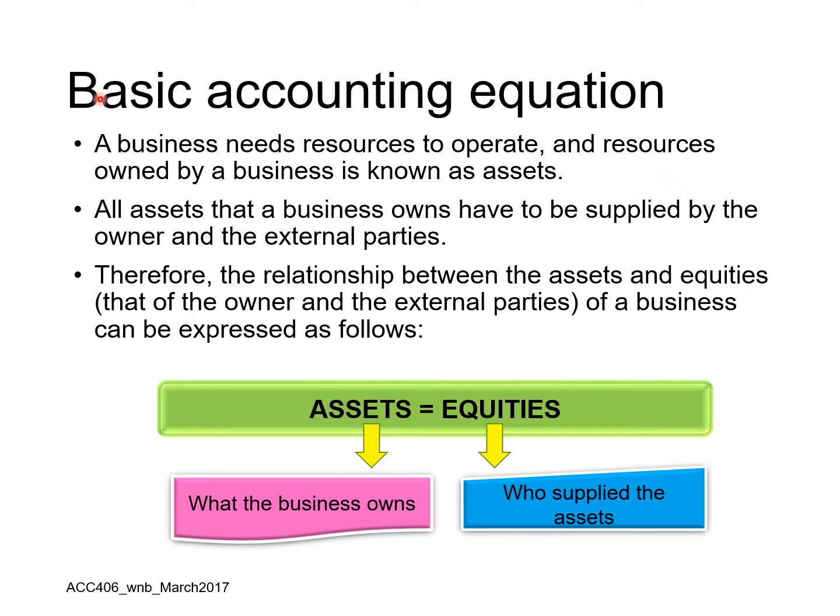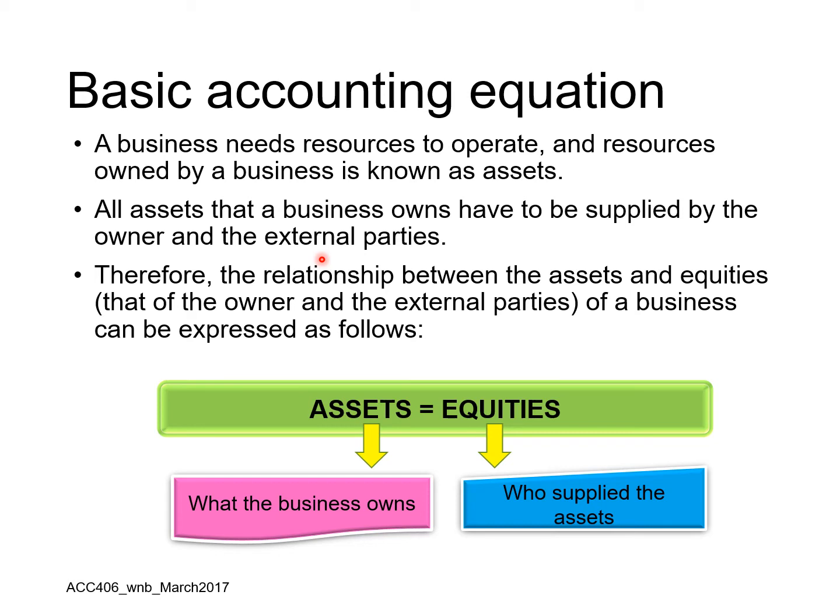Moving on, this is basic accounting equation. A business needs resource to operate, and this resource owned by the business is known as assets. So, tadi kita dah belajar what is assets, right? So, asset tu adalah property of the business. So, asset tu sama ada being supplied by the owner. Okay, owner tu keluarkan duit sendiri untuk buat perniagaan tu, ataupun it can also be supplied by the external party. Orang lain yang bagi kita fund untuk kita buat perniagaan.